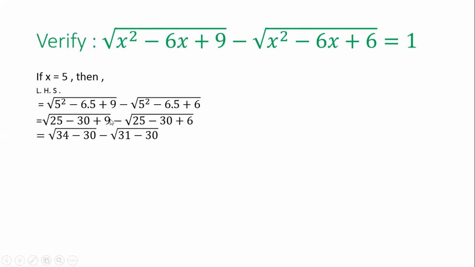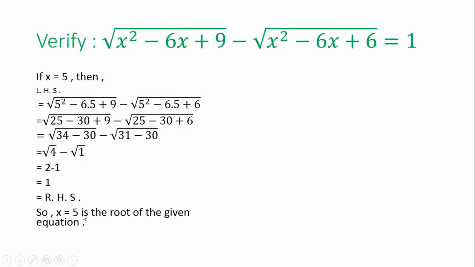Here 25 plus 9 equal to 34, minus 30 remain unchanged. 25 plus 6, that means 31, minus 30 remain unchanged. Here 34 minus 30 equal to 4. Here 31 minus 30 equal to 1. Because you know root over 4 equal to 2, root over 1 equal to 1. That means 2 minus 1 equal to 1. That means 1 equal to right hand side.